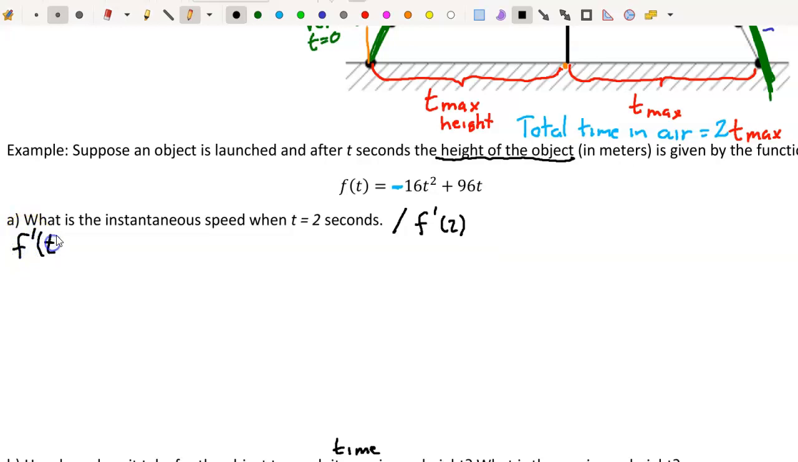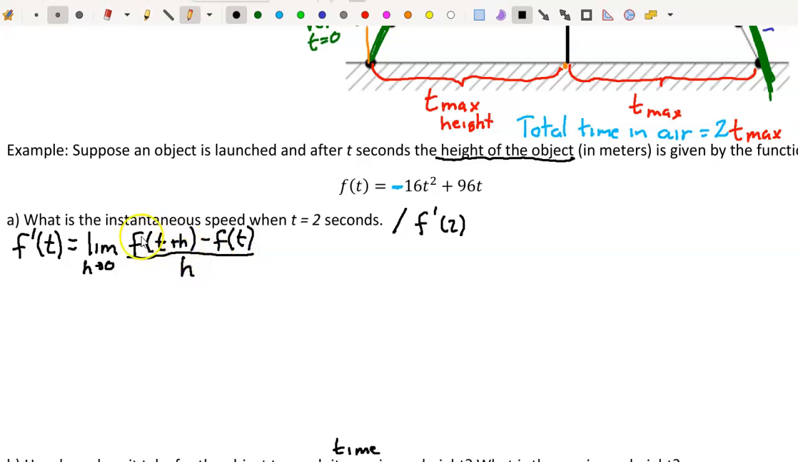So f prime of t, and start off with the definition of a limit. This will be your first question on your quiz, by the way: what is the definition of a limit? You just have to know what it is. That's what we've been using. So you have f prime of t equals the limit as h goes to 0 of f of t plus h minus f of t, all over h.